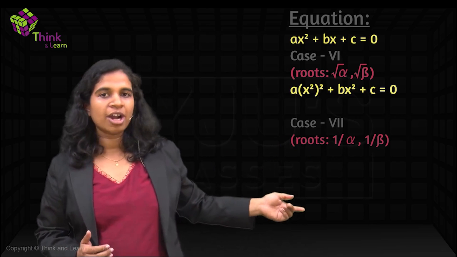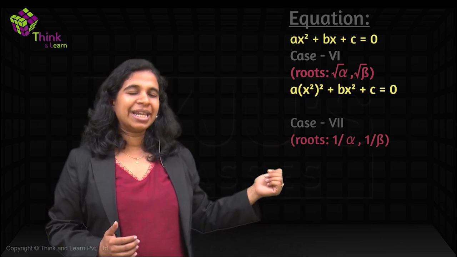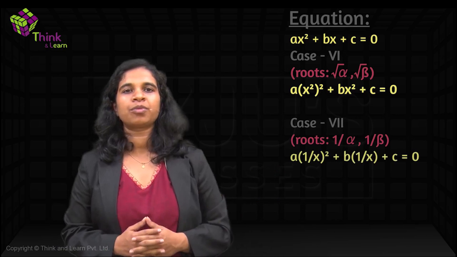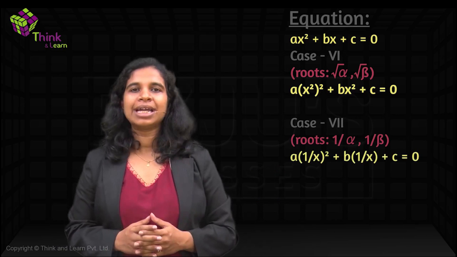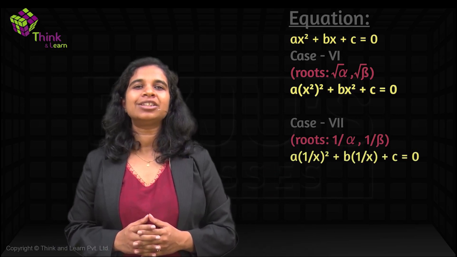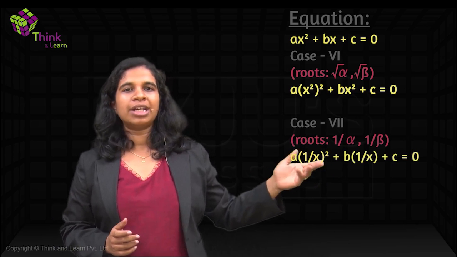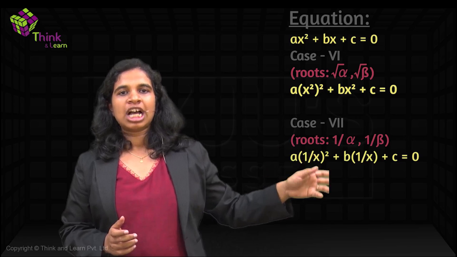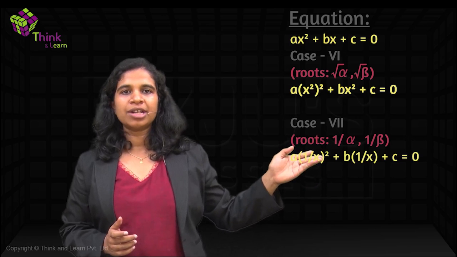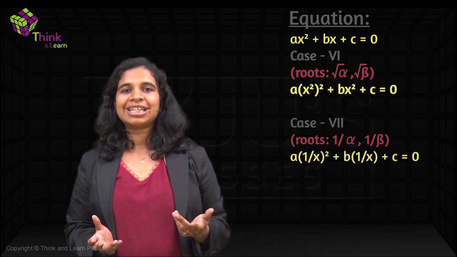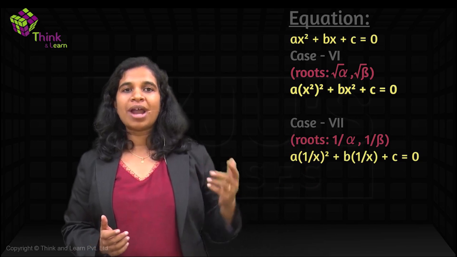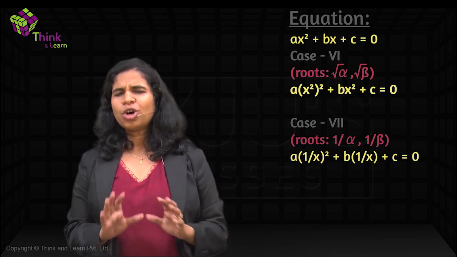So if the roots are 1 by alpha and 1 by beta, you basically replace x with 1 by x. Correct? Because what is it actually you are trying to do? When I say 1 by alpha and 1 by beta, what am I saying? In other words, alpha raised to -1 and beta raised to -1. So what should I replace x by? X raised to 1 by -1. Correct? That's what root x means, right?